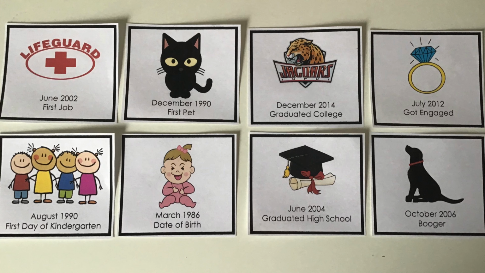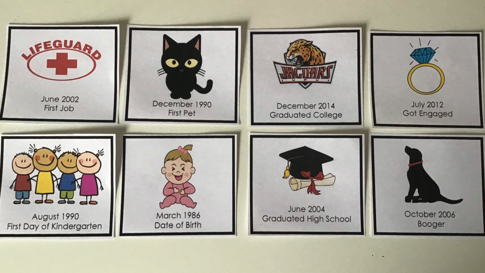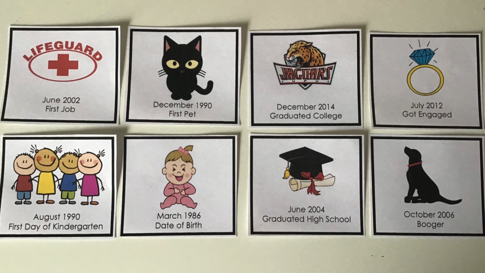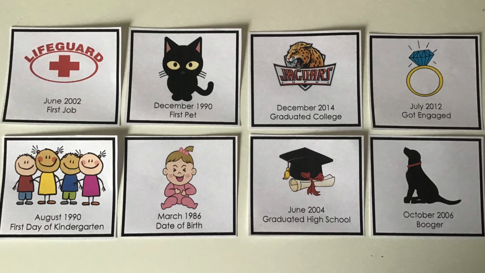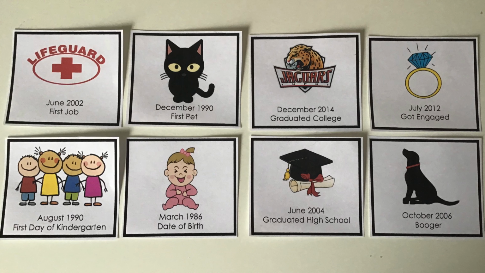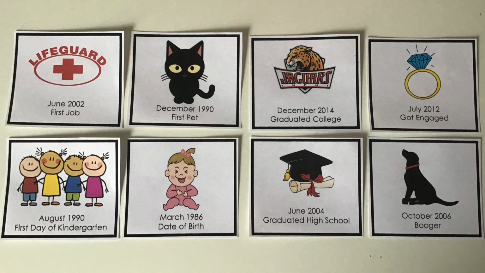The second step to making your timeline is to decide what events you will include. I have decided to include my first job, my first pet, the day I graduated college, the day I got engaged, my first day of kindergarten, the day I was born, the day I graduated high school, and the day that I got my dog Booger.